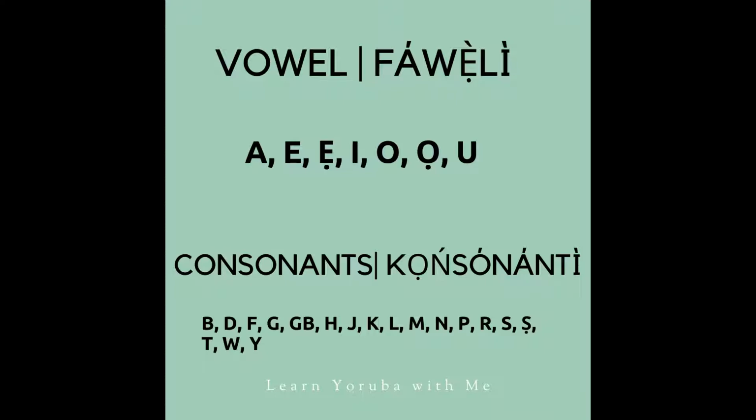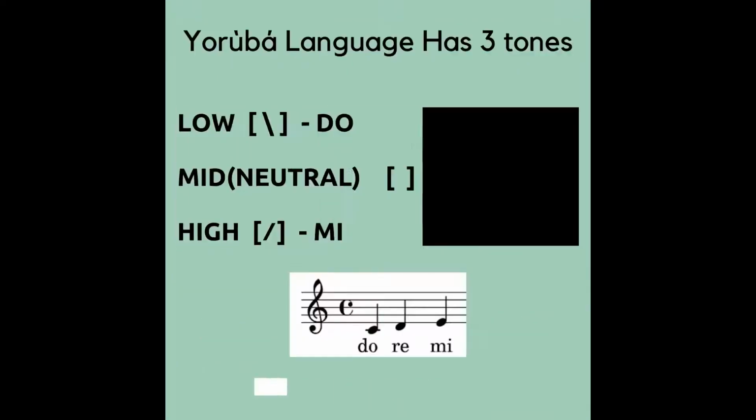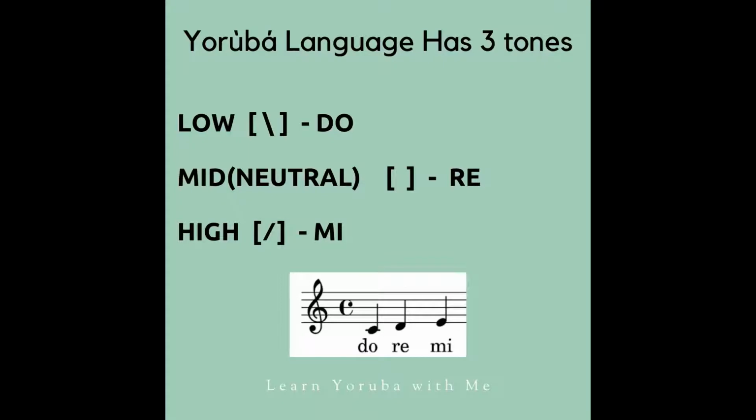With learning Yoruba, you must know that Yoruba is also a musical language. So Yoruba has 3 tones: low, medium, high. I also like to use the musical notes do, re, mi as a way of trying to memorize or better understand those 3 tones. So low corresponds with do, the mid neutral is the re, and high is mi. Now we're going to look at more examples of do, re, mi next.